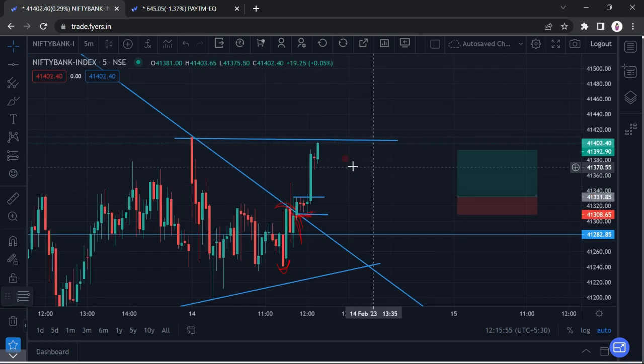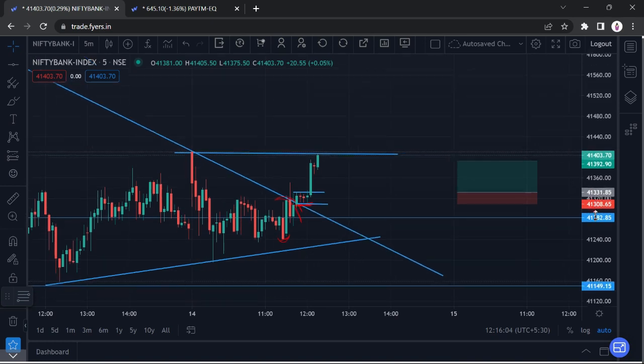The market is now breaking high and going up, but we don't worry about that. My target was around this area, but I already booked, because I reached my risk to reward, so I booked the profit. That's it.